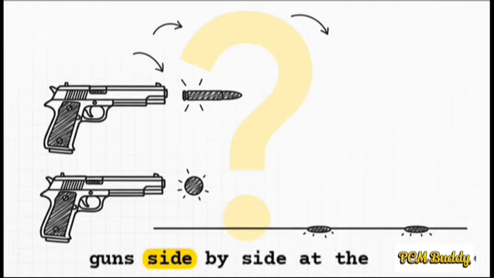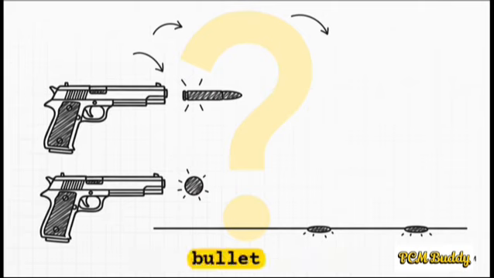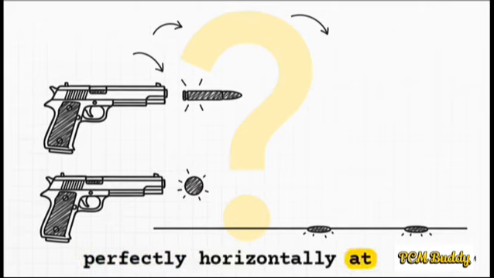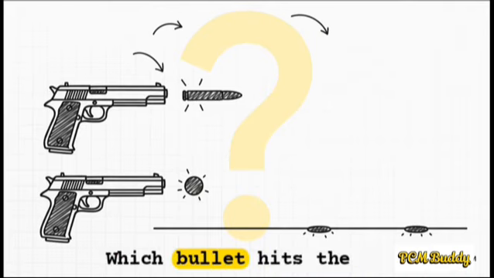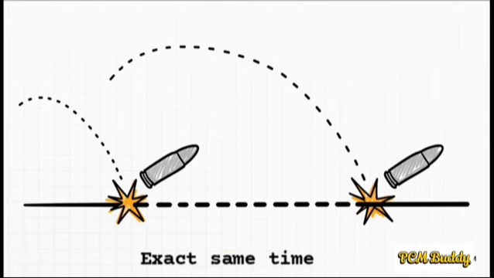Imagine you have 2 guns, side by side, at the exact same height. One fires a super fast bullet, the other fires a much slower one. They're both fired perfectly horizontally at the exact same instant. Which bullet hits the ground first? The answer is neither. Yep, they hit the ground at the exact same time.